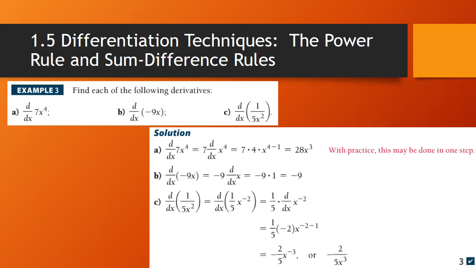Okay, as you look through the rest of these, if you're wondering about part B, we have negative 9 times the derivative of x. X is x to the first power. Bring the 1 down front and reduce by 1, and that gives us 1 times x to the 0 power. Well, anything to the 0 power is just 1, so that's why the derivative of x is just 1.